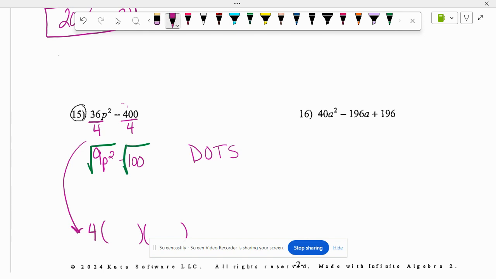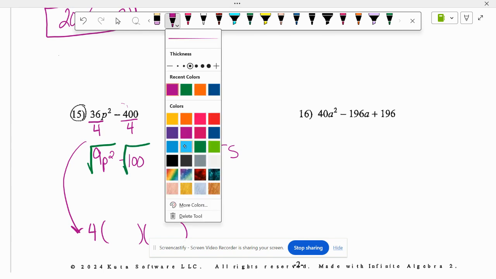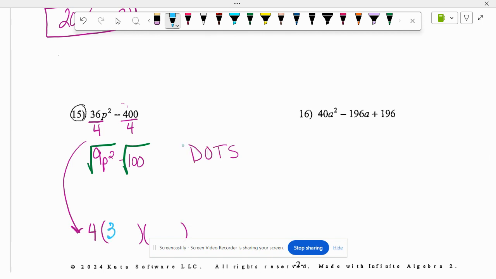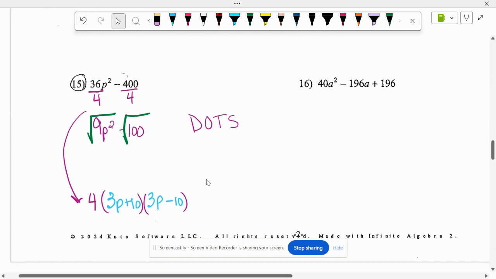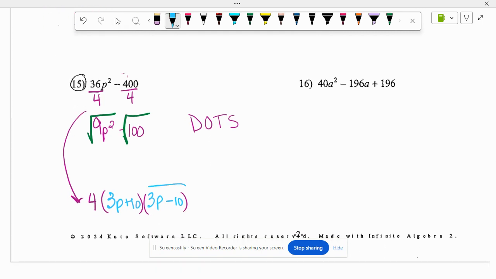So I know that I can take the square root of my first term and the square root of my second term. The square root of 9p squared, well, that's 3p. The square root of 100, that's 10. I want to join 1 with a plus and 1 with a minus.